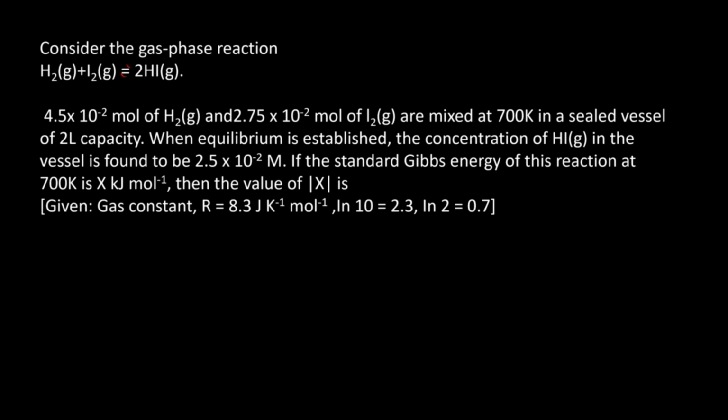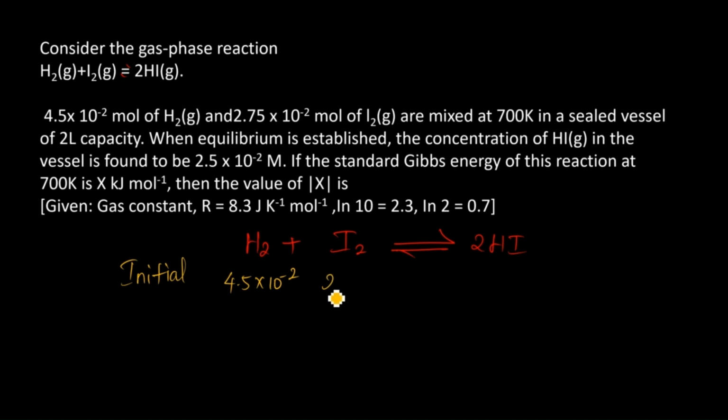Consider the gas phase reaction H2 plus I2 gives 2 HI. Okay, let's take this reaction first. H2 plus I2 is in equilibrium to form 2 HI. So at the initial time, I have 4.5 into 10 to the power minus 2 moles of H2 and 2.75 into 10 to the power minus 2 moles of I2 mixed at 700 Kelvin in a sealed vessel of 2 liter capacity. When an equilibrium is established, the concentration of HI in the vessel is found to be 2.5 into 10 to the power minus 2.